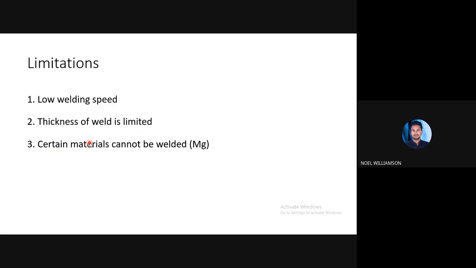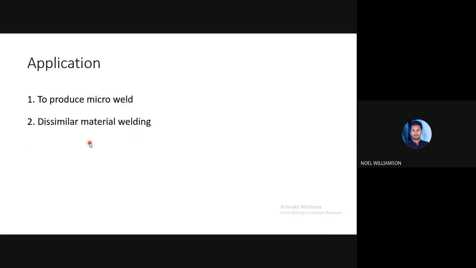So these are all about laser welding. Now we'll see one more thing, that is applications where it can be used, just the same as the advantages. That is first one, micro welding. For welding at the micro level or nano level, this can be used.